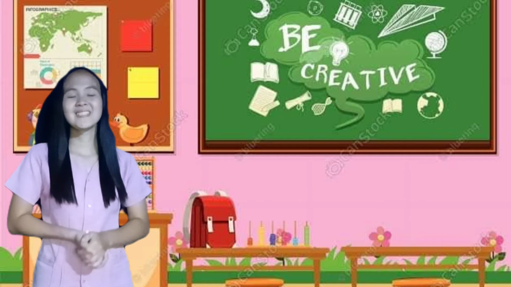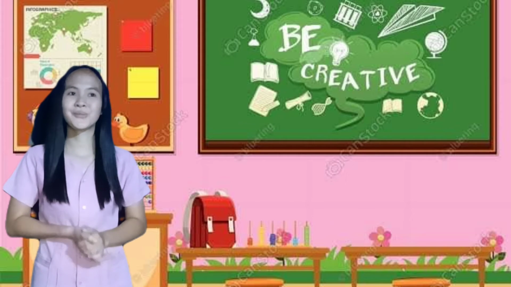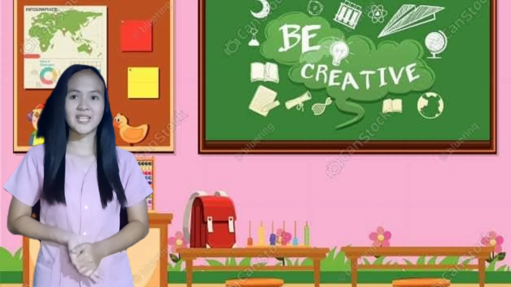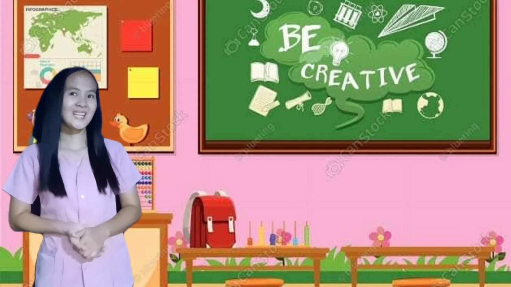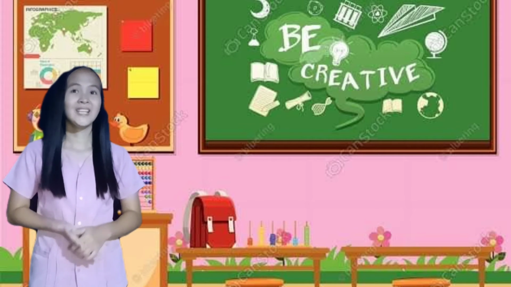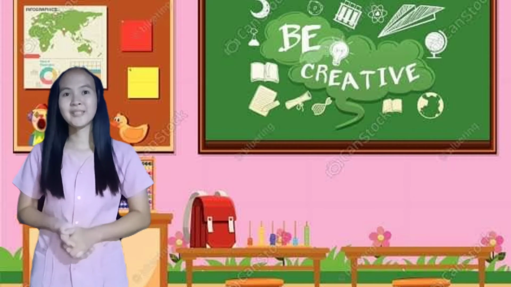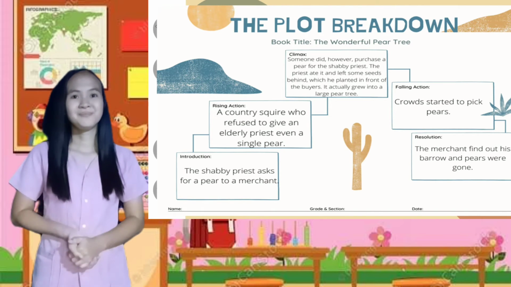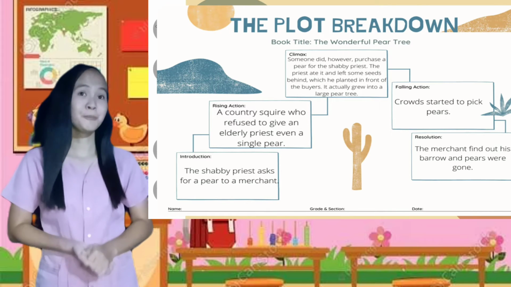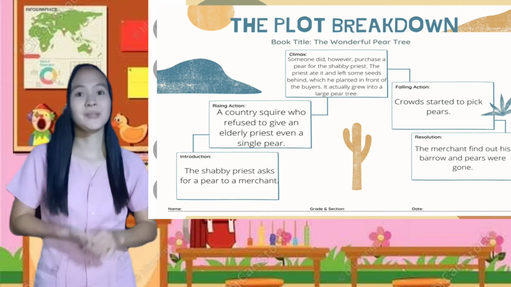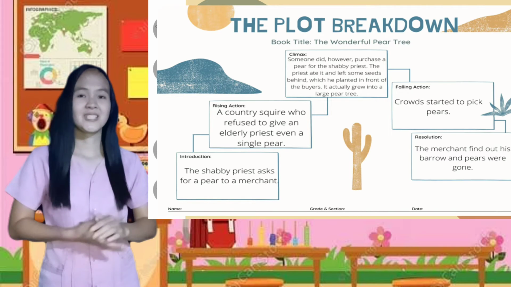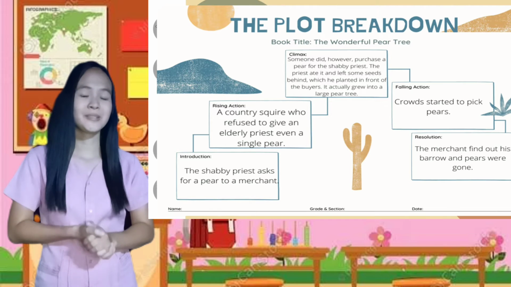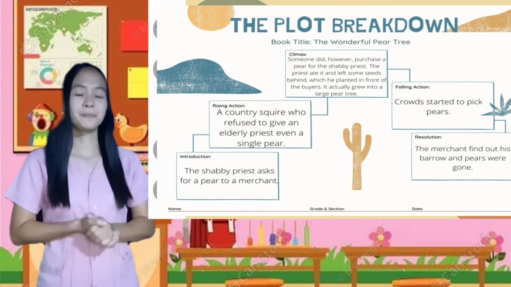Alright, the plot is the sequence of events that happened throughout the story, as well as the characters' actions that relate to the conflict. So class, here is a graphic organizer that breaks down the plot of the story. The plot breakdown of The Wonderful Pear Tree. The introduction: the shabby priest asks for a pear from a merchant. The rising action: a country squire refused to give an elderly priest even a single pear.